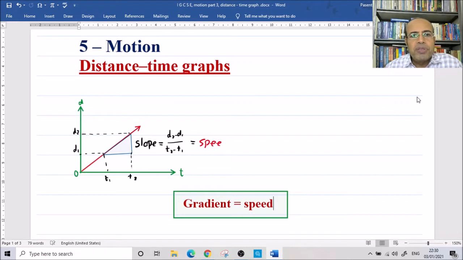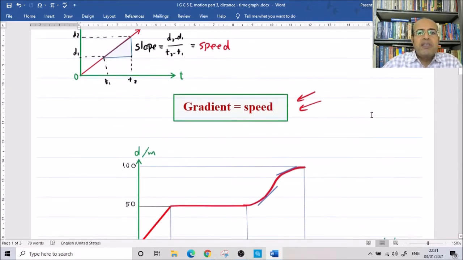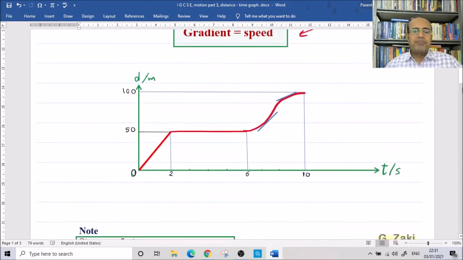So we deduce the speed. The slope or the gradient equals the speed if it is a distance time graph. If it is a displacement time graph, the slope or the gradient equals velocity. So remember, in a distance time graph, the gradient equals the speed. In a displacement time graph, the gradient equals velocity. Let us see this example.